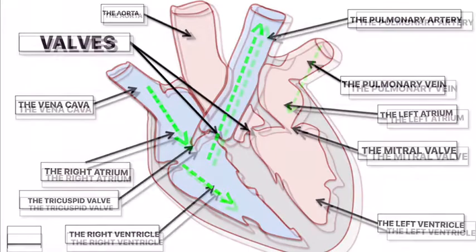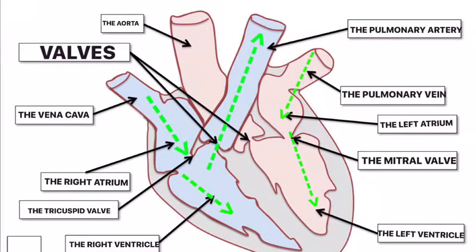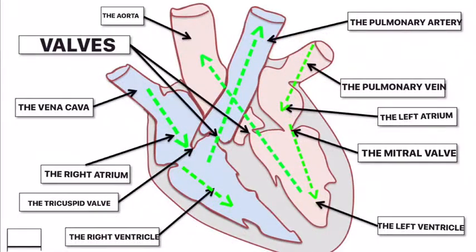the lungs. From the lungs, blood that has been oxygenated will come into the heart through the pulmonary vein, arriving in the left atrium. As before, when the atria contract, blood will be pumped through the mitral valve into the left ventricle. The ventricle will then contract and blood will finally be pumped through the aorta to the rest of the body.